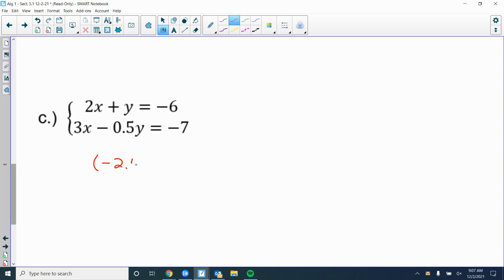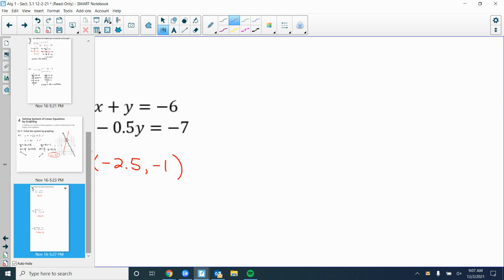So -2.5. What was it? -1? -1. And I could plug those in and test them to see if they worked. All right, that's essentially it. Okay. Now you do have to graph by hand, but you're going to use your Desmos. I want you to use this, so keep your computers open. Your homework is a worksheet.